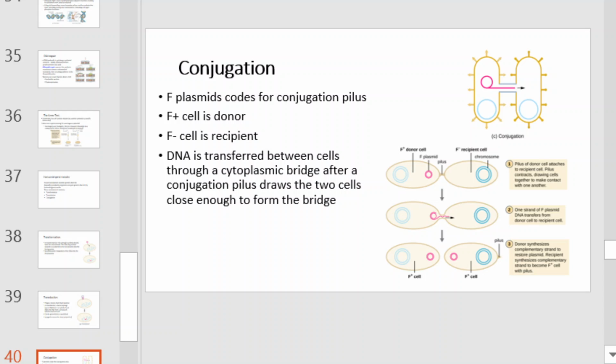Conjugation is sexual reproduction of sorts between bacteria. F plasmids code for a conjugation pilus, as illustrated to the right. The cell that donates genetic material is referred to as the F plus cell. The cell that receives genetic material is the F minus cell. There are no genders in bacteria. DNA is transferred between the cells through a cytoplasmic bridge after a conjugation pilus draws the two cells close enough to form said bridge.